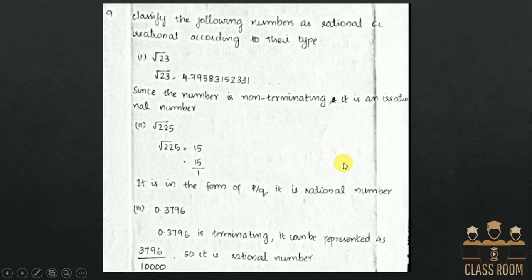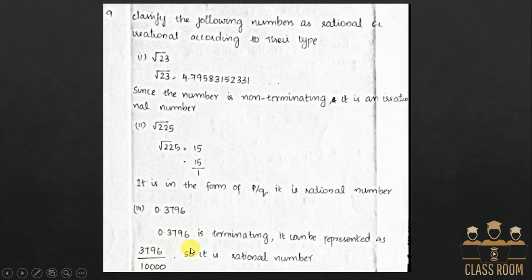Now the other example is, see in the third question, you can see that this is 0.3796 and this number is terminating. So we can multiply this number by 10,000 and divide it by 10,000. We got the answer 3796 by 10,000. If you are multiplying a number, you have to divide by the same number. That's why you got this answer. This is also in the form of a rational number.